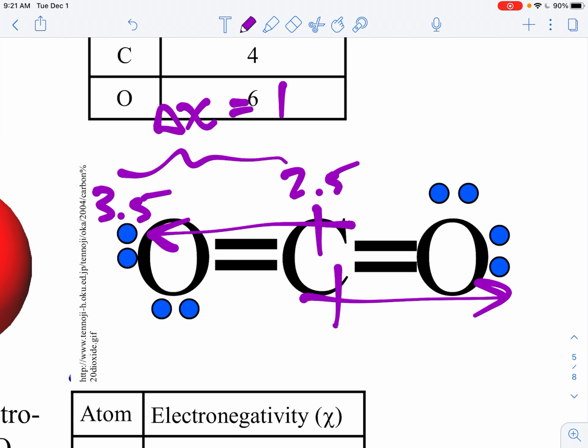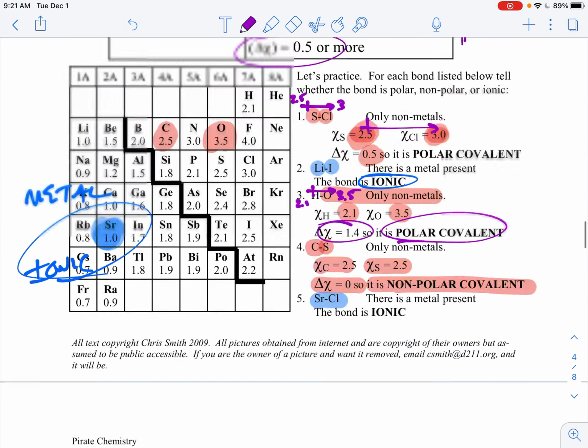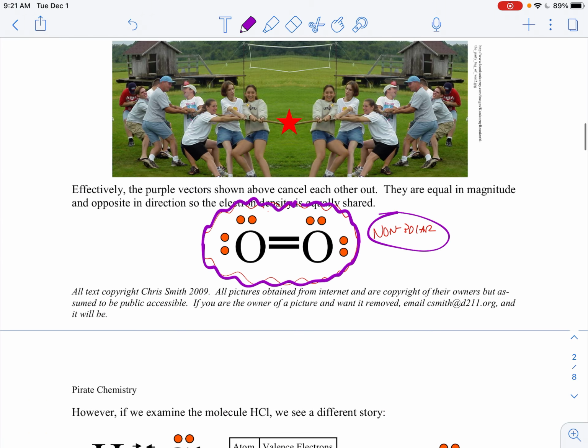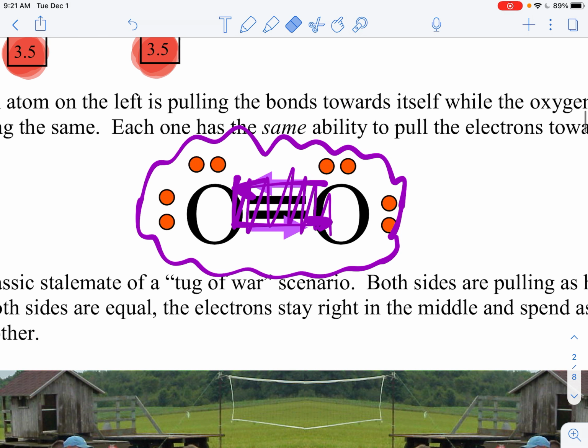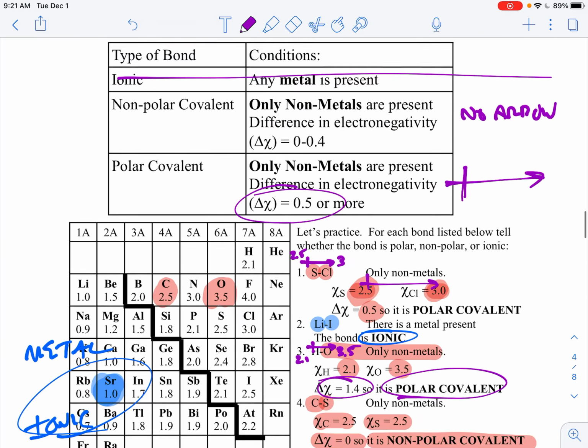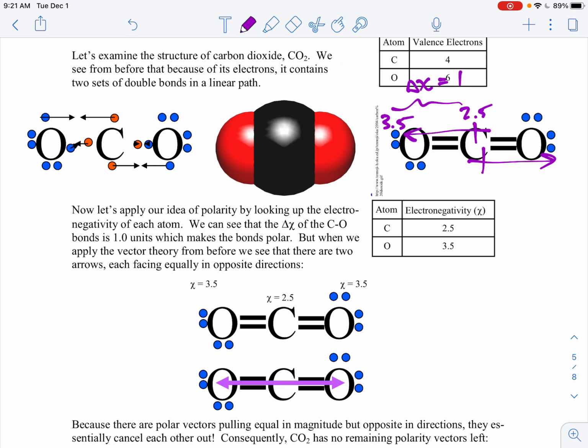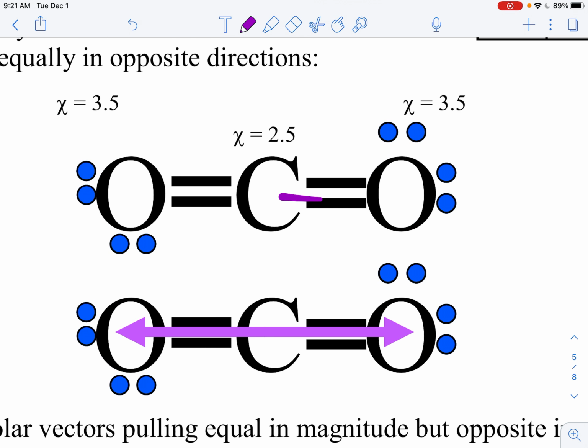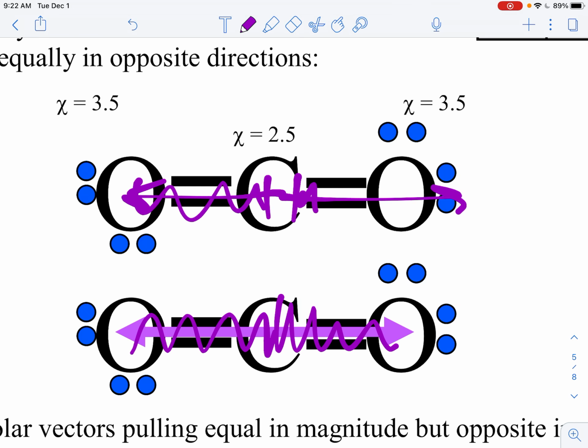Now wait a minute. What are those arrows doing? They are pulling in opposite directions. And what did we learn before when we have arrows that are equal in magnitude but opposite in direction? Remember back here with our oxygen that if we had an arrow going this way and an arrow going that way, equal in magnitude but opposite in direction, they canceled out. So what happens here is that these arrows, the one I drew here and the one I drew here, end up equal and opposite, so they cancel each other out.